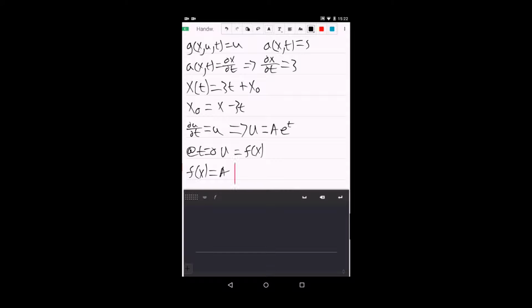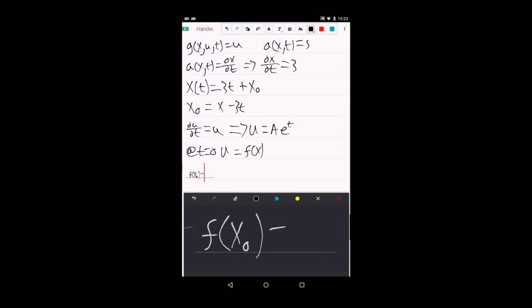But we already said that we are using x naught as our x, and the reason for this is that if we just use x, then we don't have anything that moves with time, and we know that the solution has to be an advection equation. So what we're actually saying is that f of x naught has to equal a. So this pretty quickly yields a solution: u of x and t equals f of x minus 3t times e to the t.